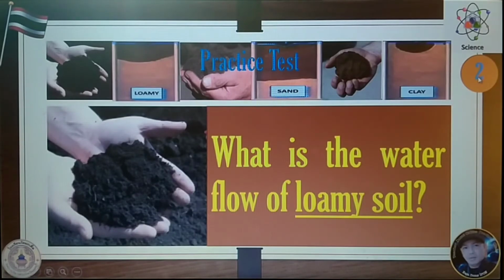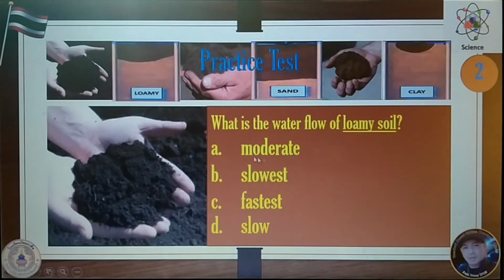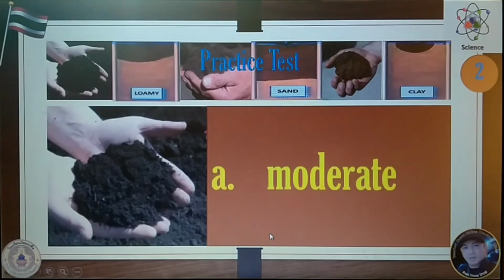Practice test 2. What is the water flow of loamy soil? A. Moderate. B. Slowest. C. Fastest. D. Slow. The answer is A. Moderate.